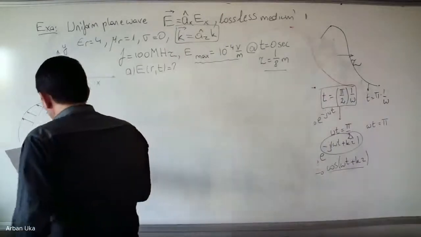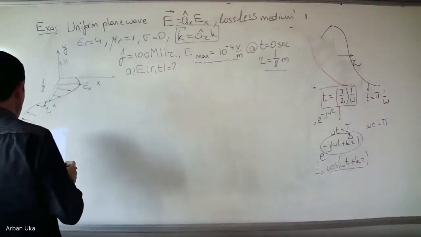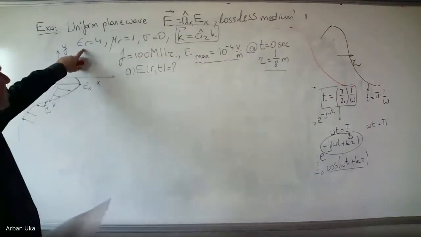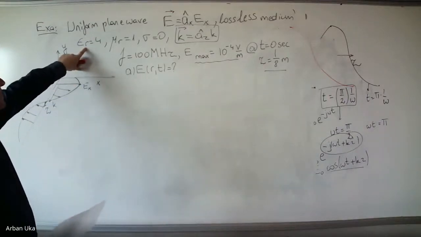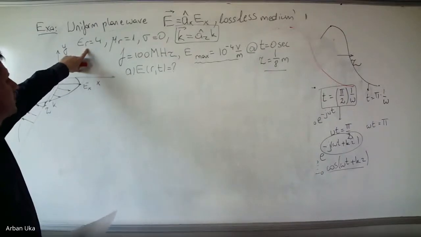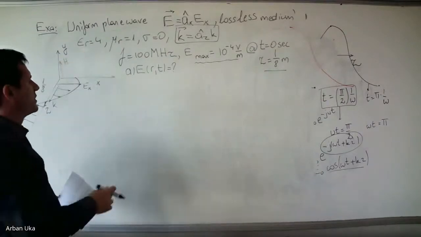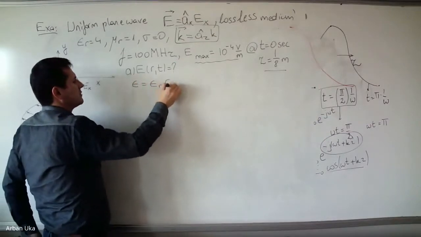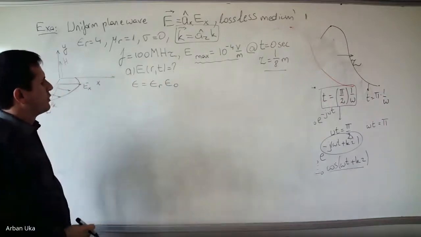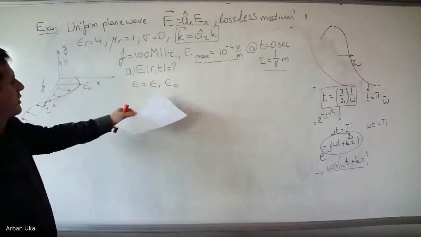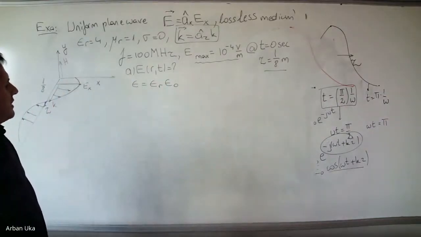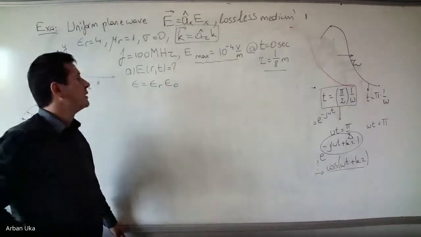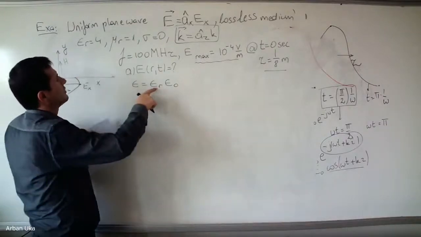Now, the first thing that we have to write down, well, we have to first of all look at the given parameters. Now, this is the relative permittivity, epsilon r equal to 4. Let's not forget that the permittivity is always equal to epsilon r times epsilon 0, where epsilon 0 is the permittivity of vacuum. So this means that this is some material which has a different permittivity.